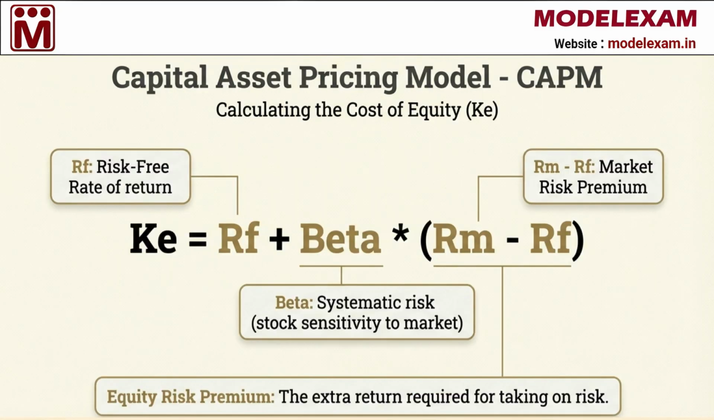To calculate the cost of equity, denoted as KE, we use the capital asset pricing model or CAPM. The formula is KE equals the risk-free rate RF plus beta multiplied by the market risk premium, which is RM minus RF. Here, beta represents the systematic risk or the stock's sensitivity to the market, while the risk premium is the extra return required for taking on that risk.